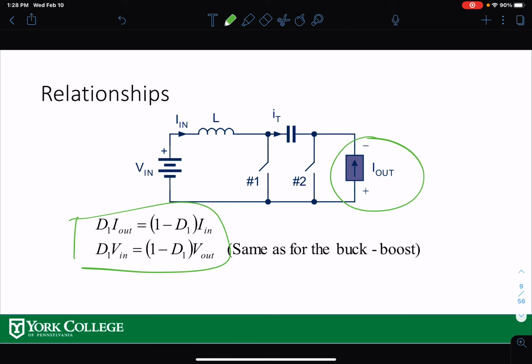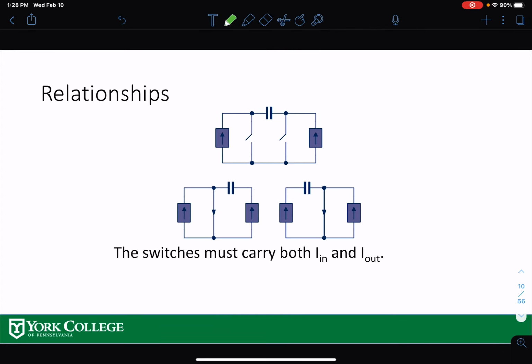So now this converter is named after the original inventor, patent holder, but that patent is expired now, so anybody can build it. And also, if you look here, your switch, this left one, switch 1, carries both the input and output current, and the right switch also needs to carry input and output current. So that means both your switches need to be rated for input and also output current.